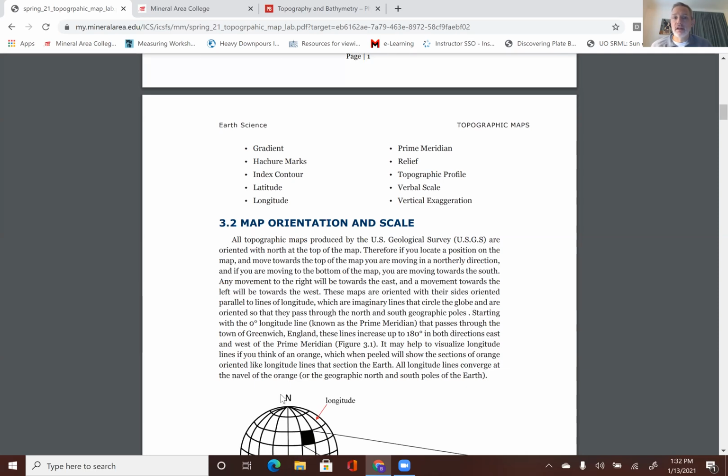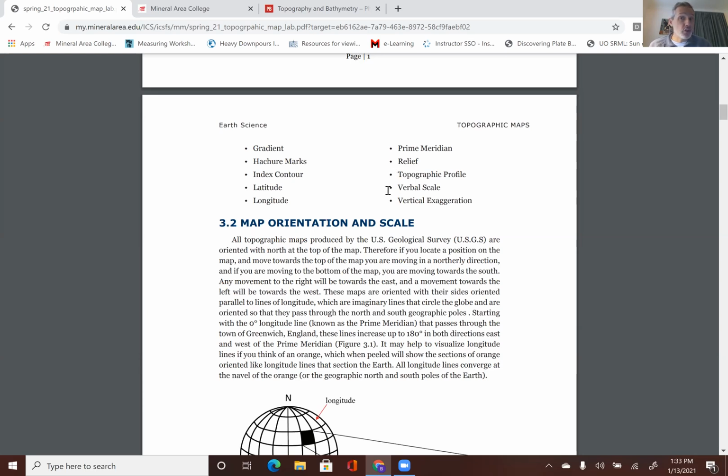Longitude lines go from the North Pole to the South Pole and are measured off of the prime meridian. Relief is a term talking about the difference between the high and the low point on a map. A profile is a side view of the Earth.